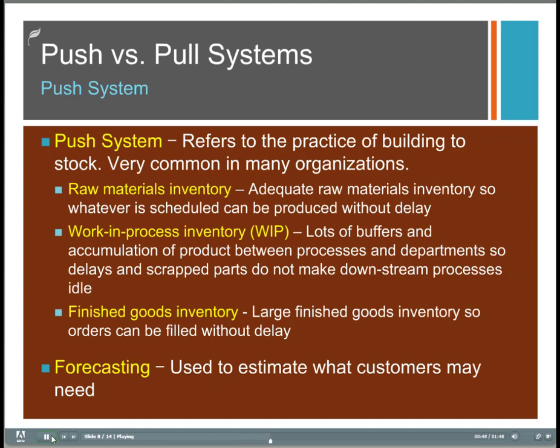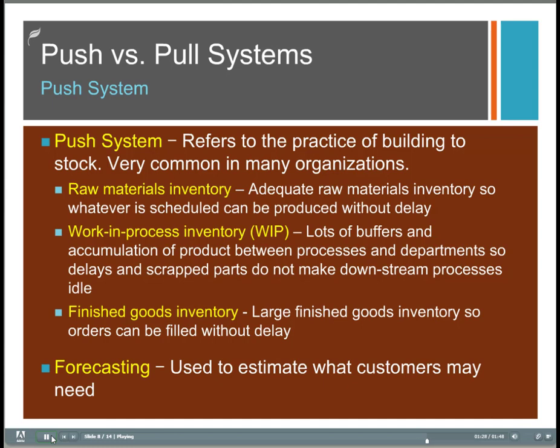Work in process inventory in a push system consists of a lot of buffers and safety stocks so that you have room to accumulate if you need to, and you have material to draw from if somebody before you in the system breaks down. This requires excess inventory to fill the buffers. And finally, in a push system where you're selling from stock, you have to create that finished goods inventory so orders can be filled without delay. So this is what a push system is. It's inventory driven.